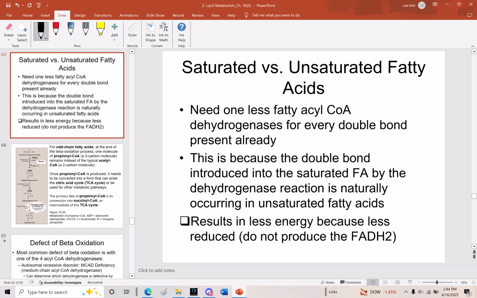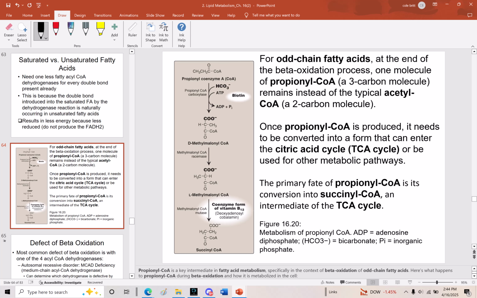Well, I'm going to say this one more slide. Odd chain. So we talked about unsaturated, now odd chain. What happens when you get to the bottom of that chain and you're left with 3 carbons instead of a 2-carbon acetyl-CoA? That's essentially propionyl-CoA. So with odd chain fatty acids, you end up with propionyl-CoA, which is not a waste product. We can turn it into succinyl-CoA, and succinyl-CoA is an intermediate in the TCA cycle. So even if you're using unsaturated or odd chain, you can still use them, but it's slightly different than using a saturated fatty acid.